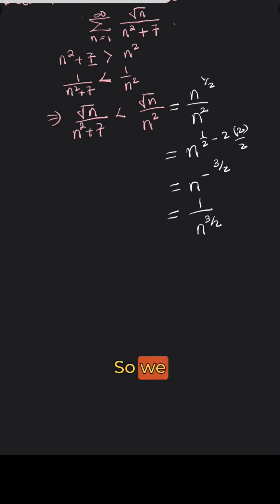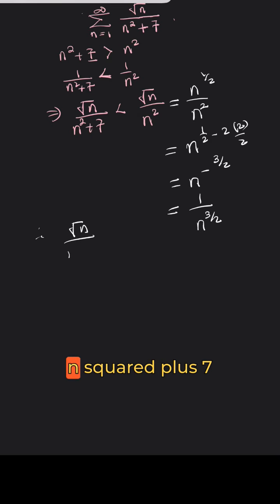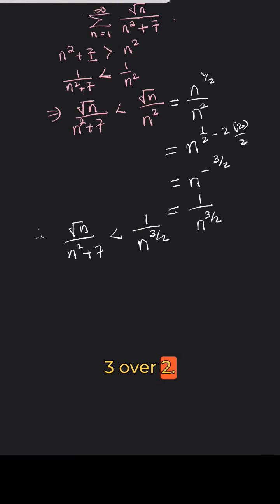Okay, so we observe that. So our observation here is that the square root of n over n squared plus 7 is less than what we just found here, 1 over n to the 3 over 2.